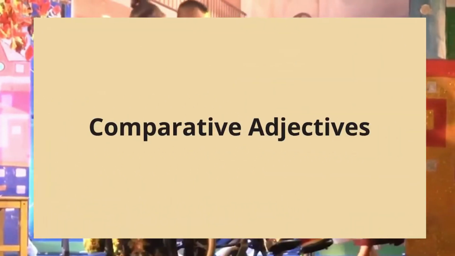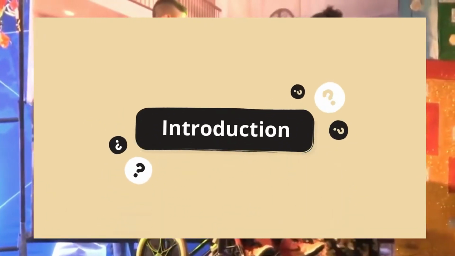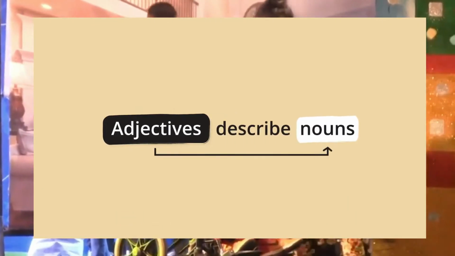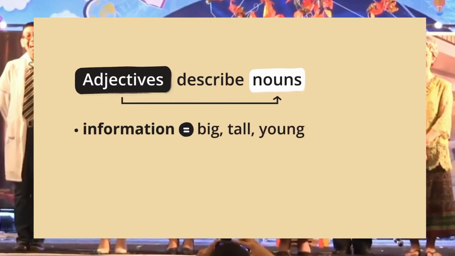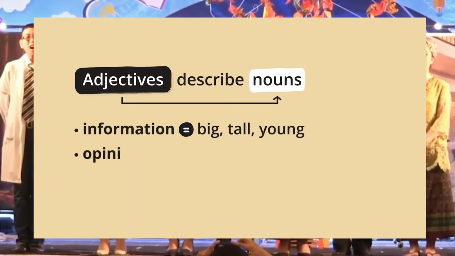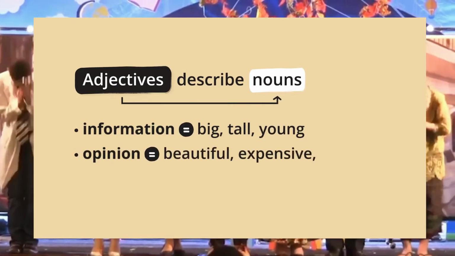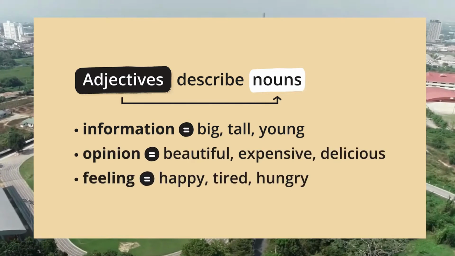Today, we are going to talk about comparative adjectives. Adjectives are words that describe nouns. Adjectives can give us information such as the size or age of a noun. Adjectives can also tell us someone's opinion about a noun or describe how someone is feeling.